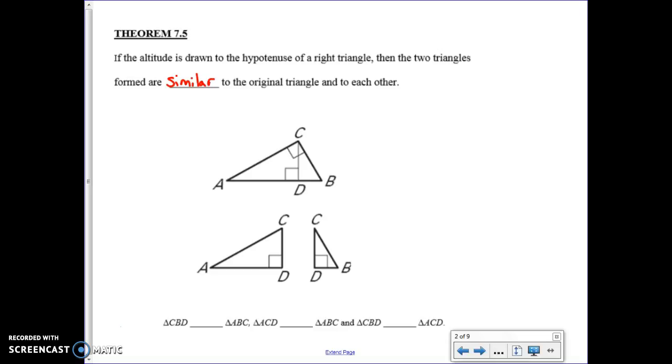So here's our original triangle. It's the full ABC. And then we've taken it apart by drawing this altitude CD in. So you can see CD is right here. And we formed two more triangles out of there, so ACD and BCD. So in these blanks it says triangle CBD is similar to triangle ABC. Triangle ACD is similar to triangle ABC. And triangle CBD is similar to triangle ACD.